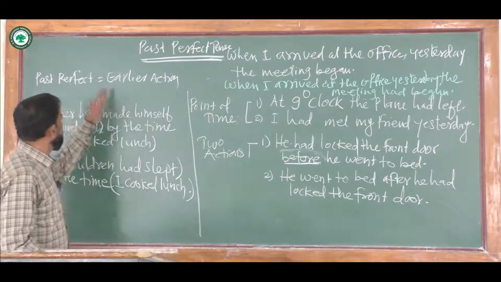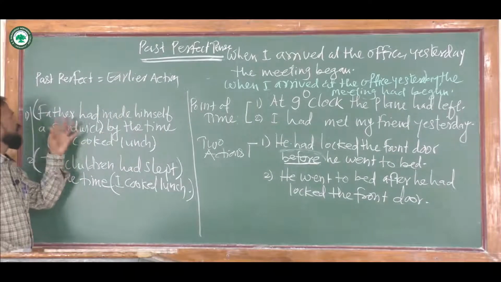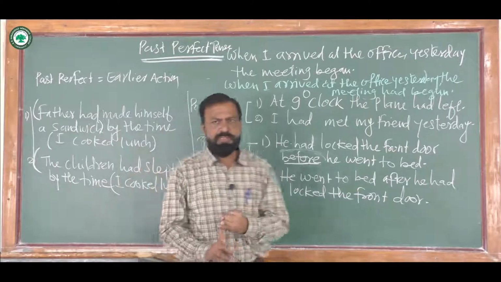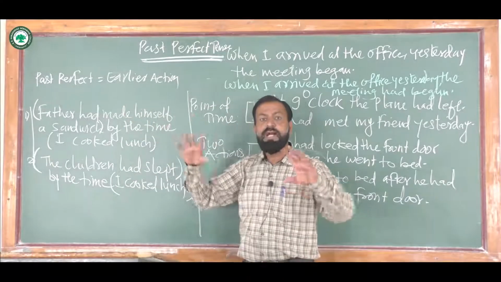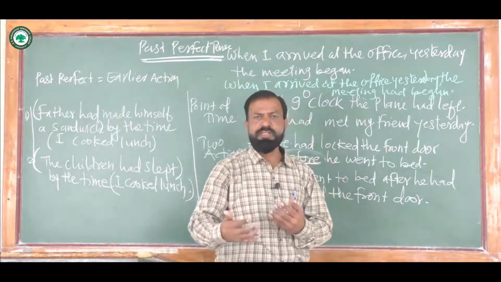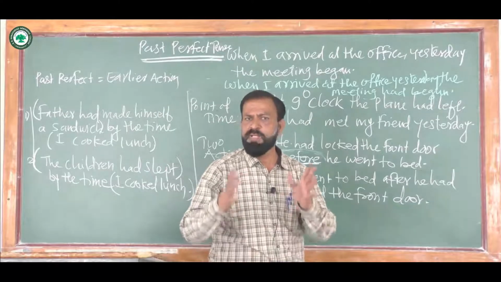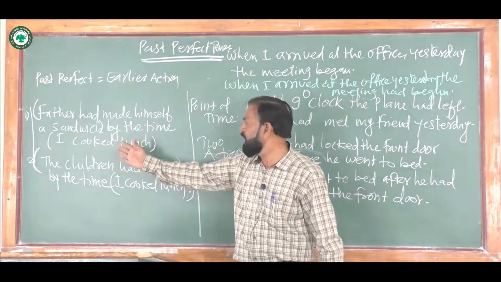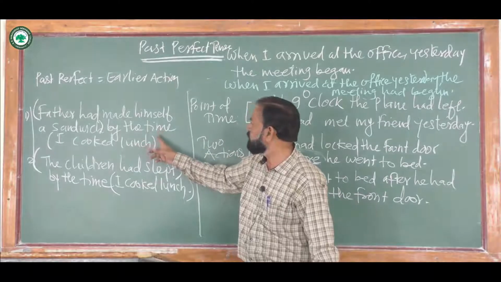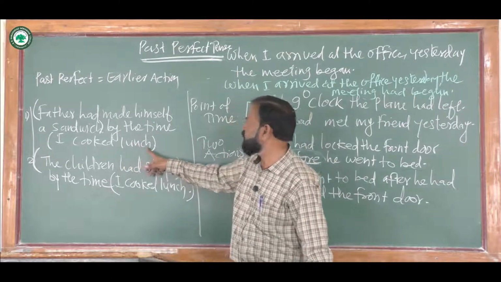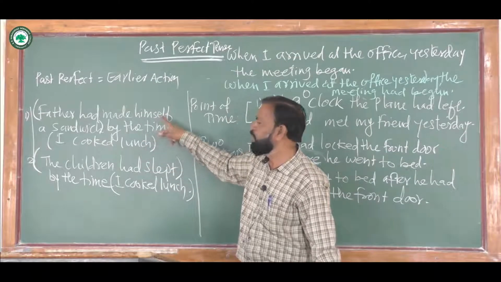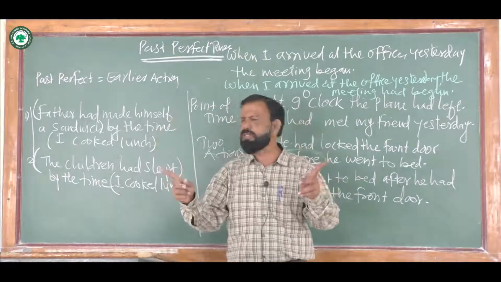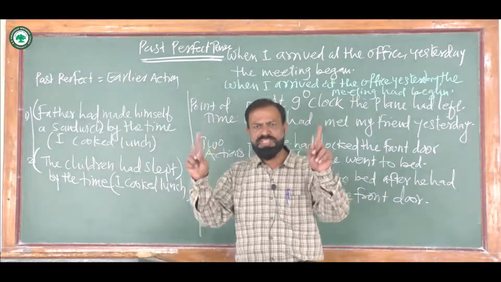Now, when we read these two examples, I am going to read them for you. When we use past perfect to show the earlier action, the latter action usually takes simple past tense. Now see, "Father had made himself a sandwich by the time I cooked lunch." Again here we have two clauses. "Father had made himself a sandwich" is one clause, and "I cooked lunch" is the second one.